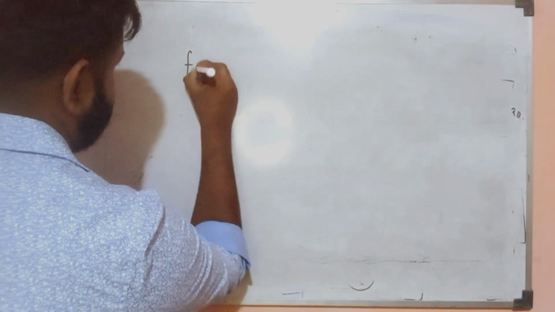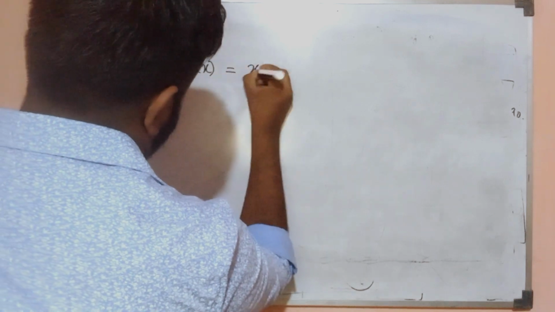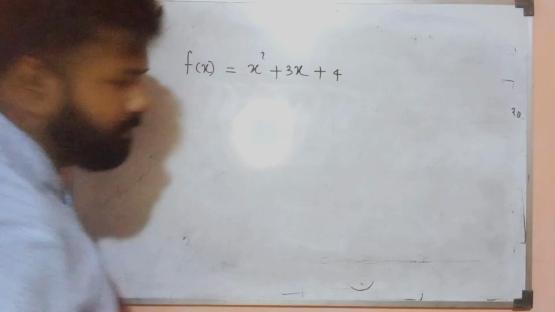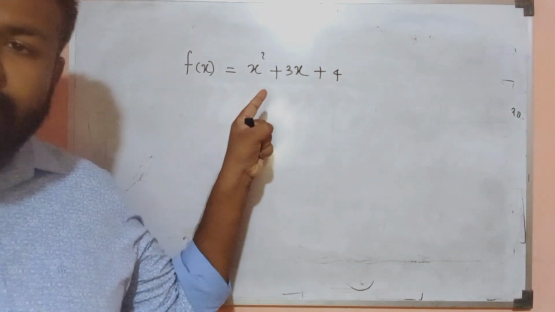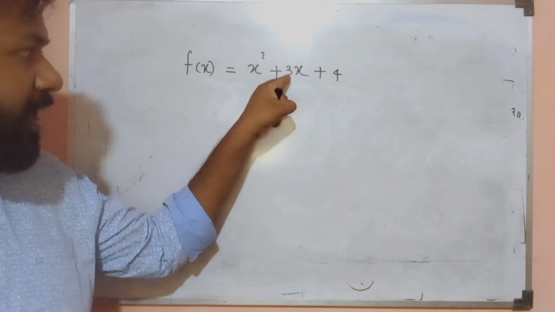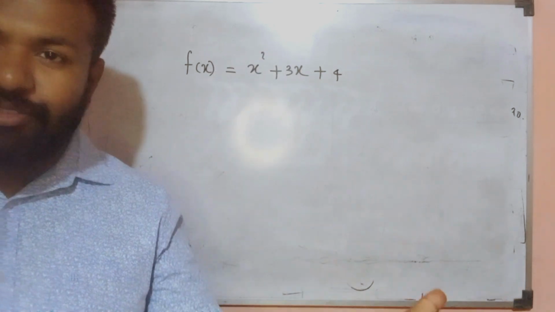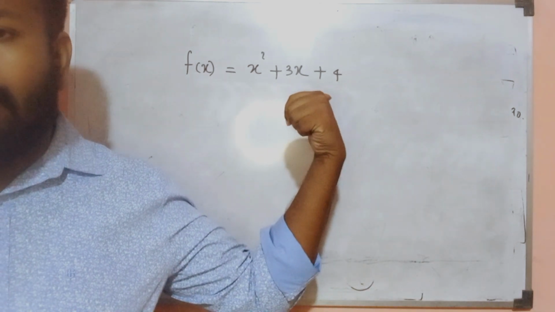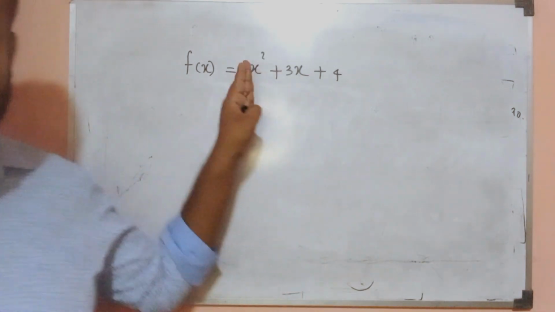Consider a polynomial. Let's say x squared plus 3x plus 4. This is a polynomial, right? Look at the exponents: x to the power 2, x to the power 1. Both the exponents of the variable are positive integers, so definitely it's a polynomial.